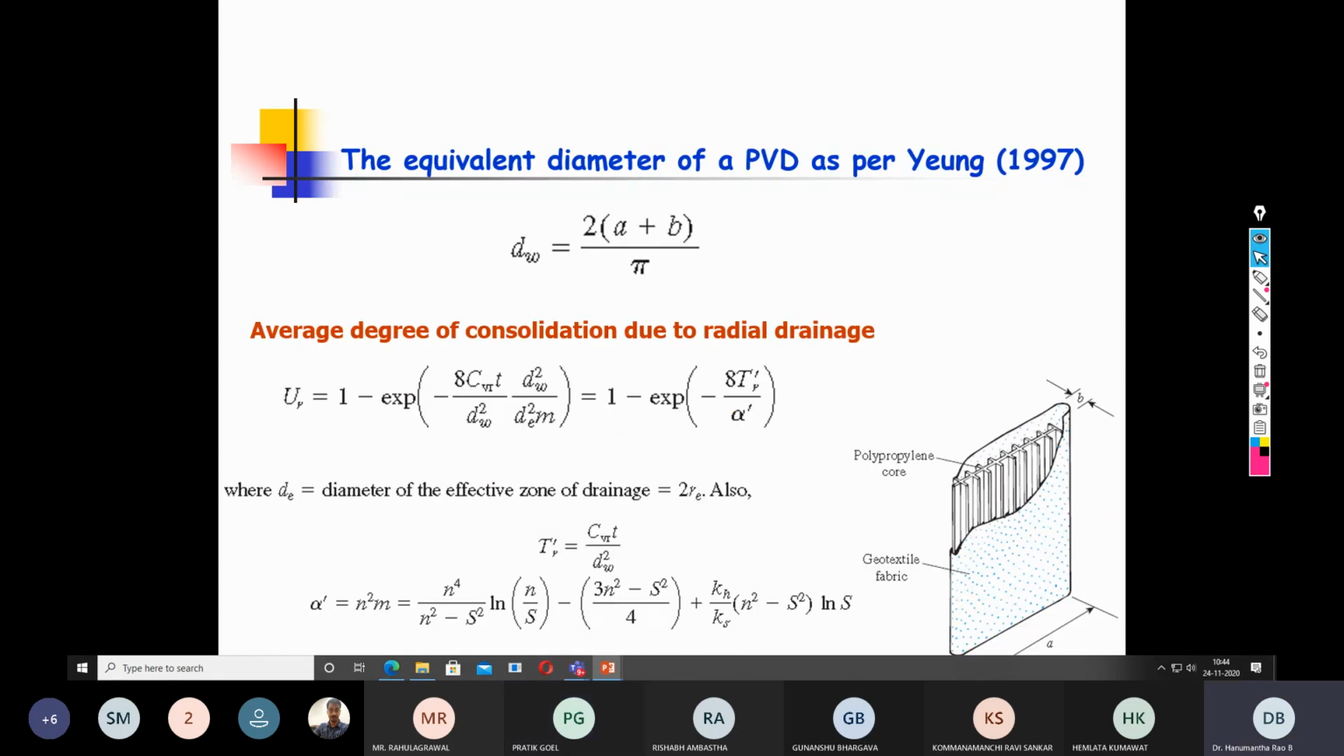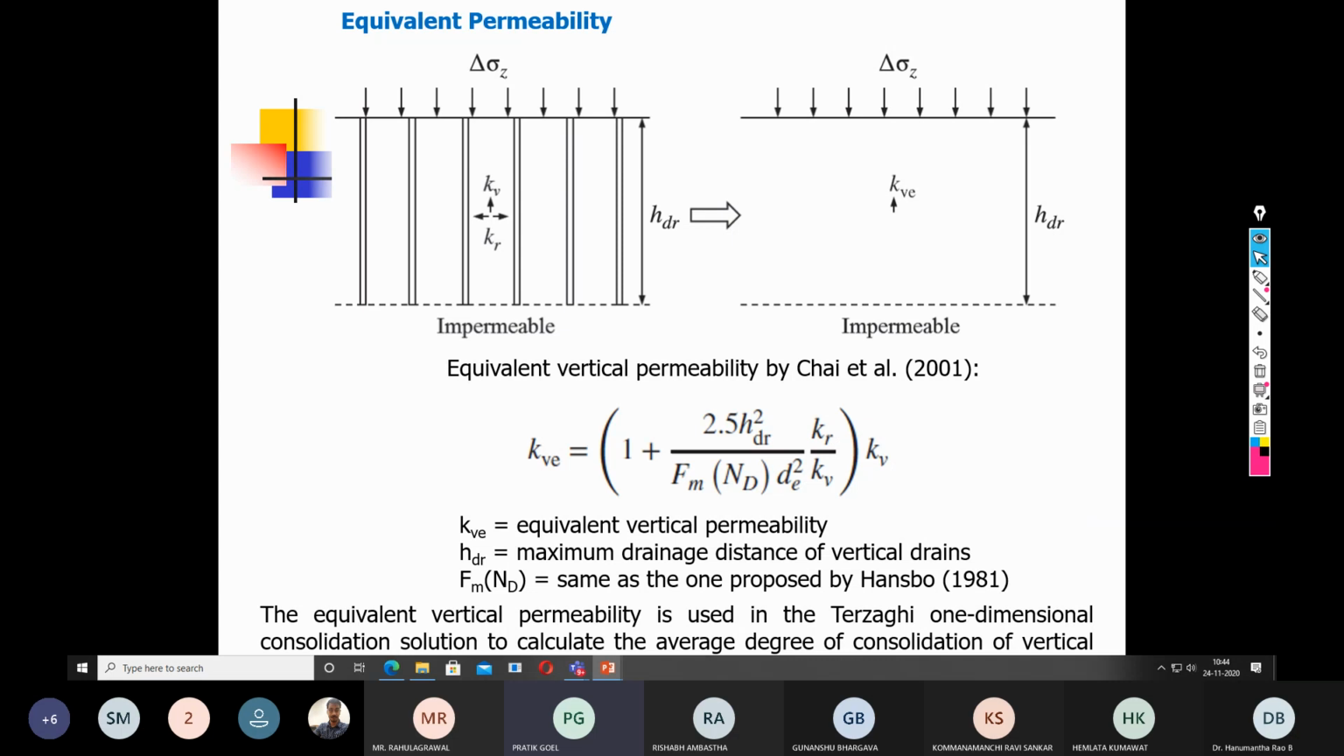Sir, when we consider this equivalent permeability, it is for the whole soil without considering the PVDs also? Yeah, of course. Okay, sir.